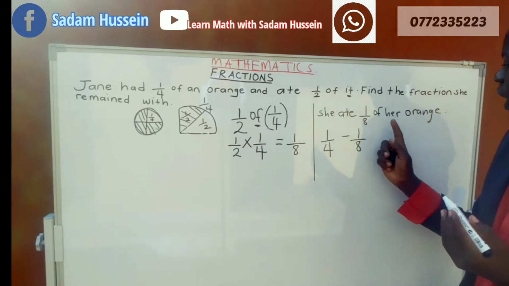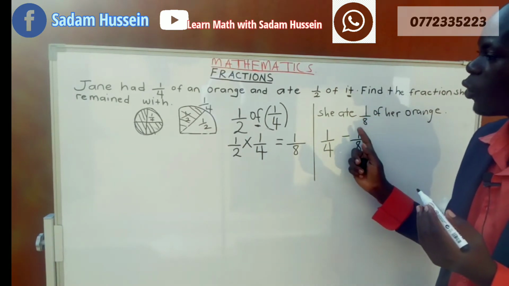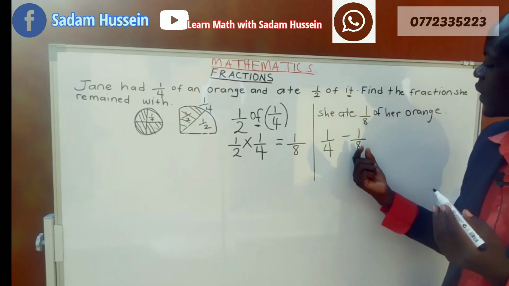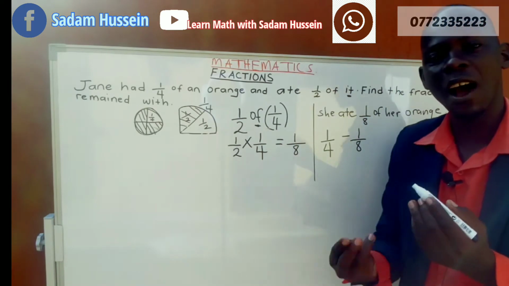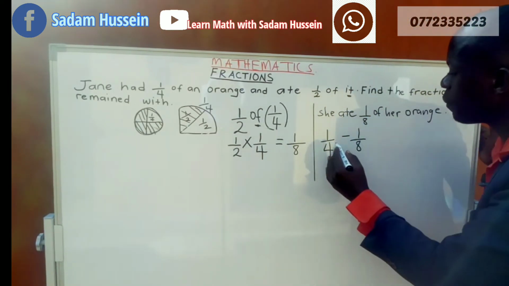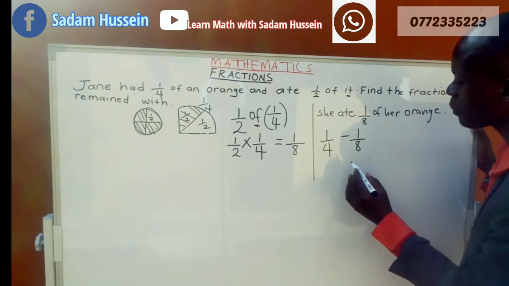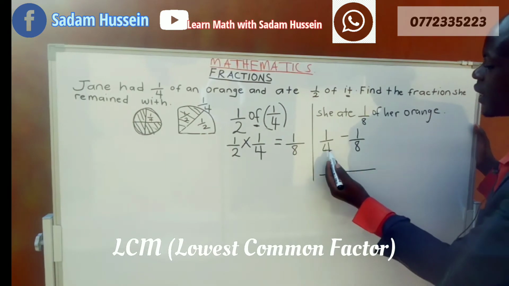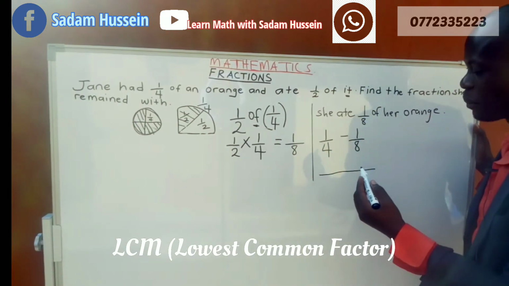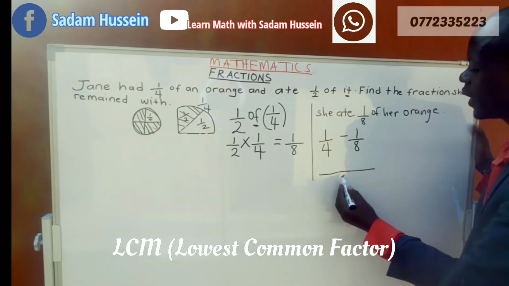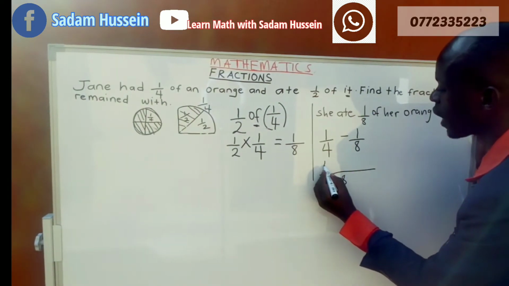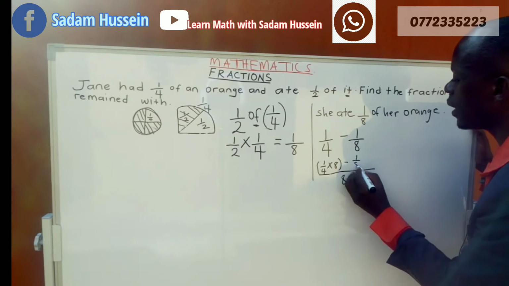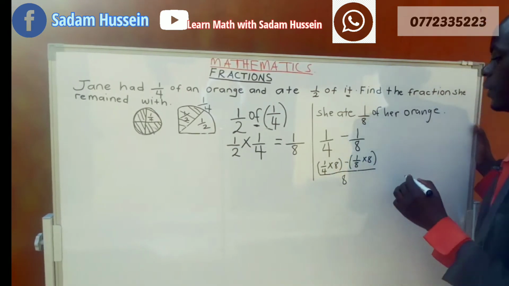So this is what she ate. She ate 1 out of 8. So the fraction that she has to remain with, we subtract what she ate from what she was having, or what she was possessing. Therefore, remember in subtraction of fractions, we always get the LCM. The LCM of these two numbers, 4 and 8, remember from P5, is 8. So we divide the 8, that is a quarter, multiplied by 8, minus an eighth, multiplied by 8.